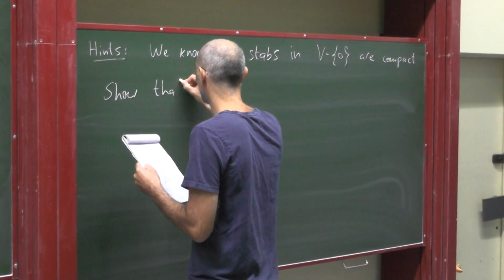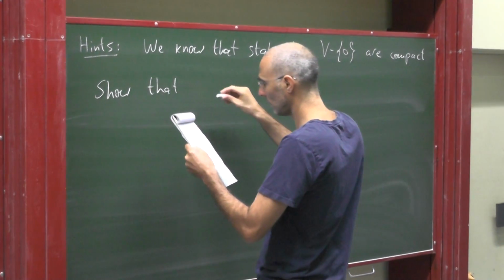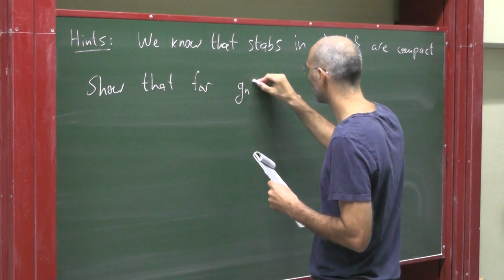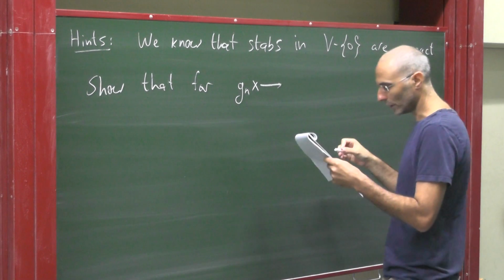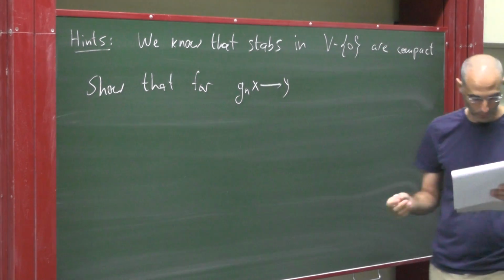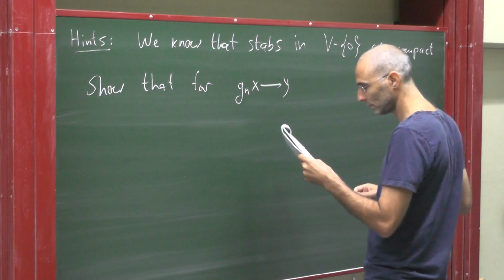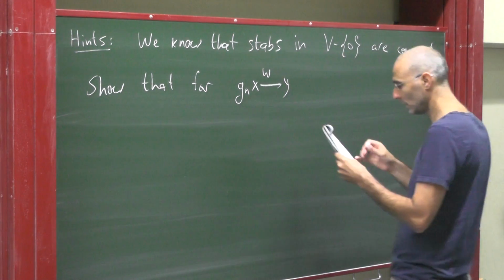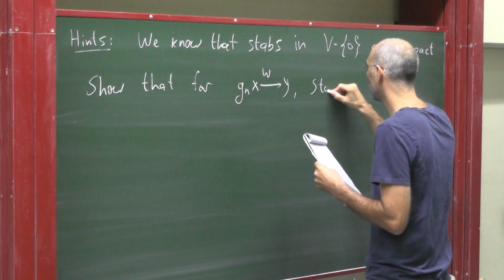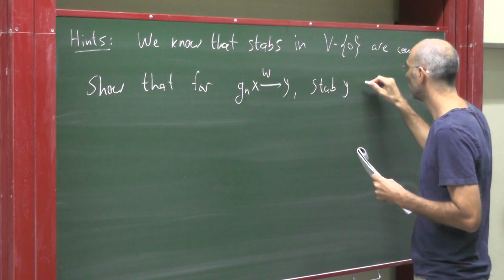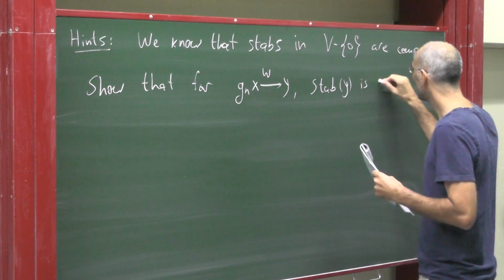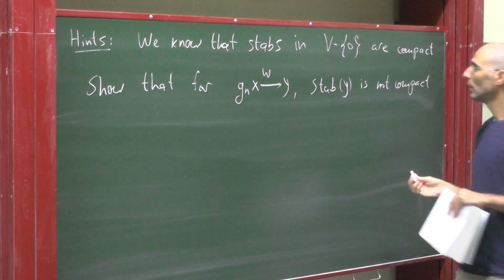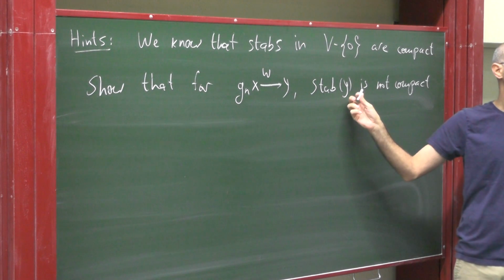Show that if I'm having a sequence, G and X and Y are vectors here, goes to Y, and this is weakly, then stab Y is not compact. This will be the strategy. This will force Y to be 0.